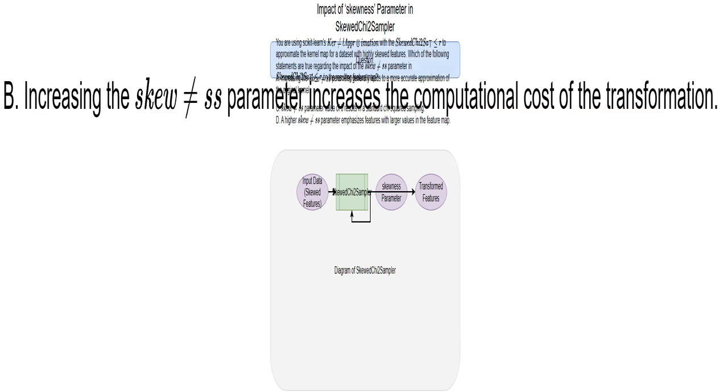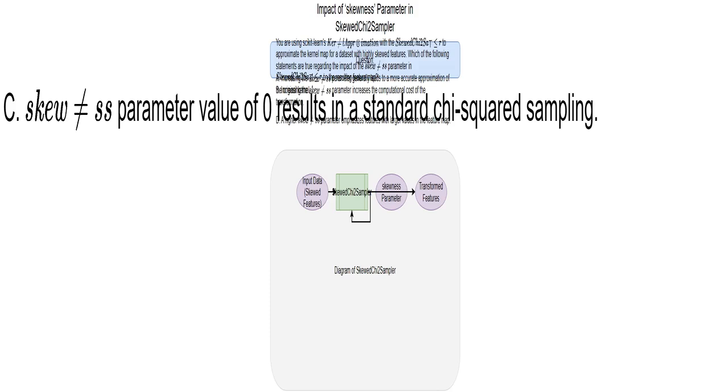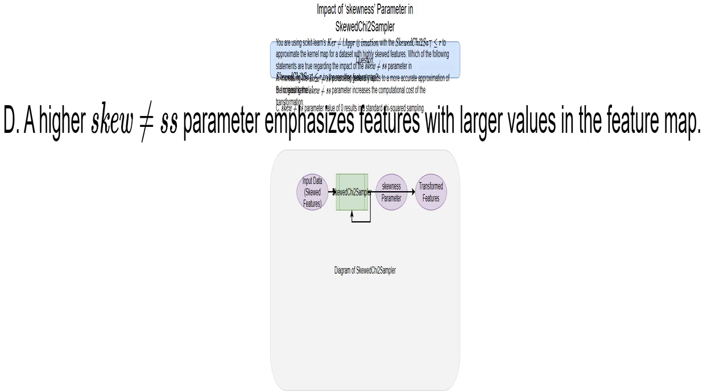This is mostly false. The main factors affecting computation time are the number of features and data points, not the SkewedChi2 parameter. Any increase in computation due to a higher SkewedChi2 value is usually negligible. This is absolutely correct. A SkewedChi2 of 0 means there's no adjustment for skewness. It's just a standard chi-squared sampling. That's spot on. The whole point of the SkewedChi2 parameter is to give more weight to larger feature values, which helps counteract the effects of skewed data.